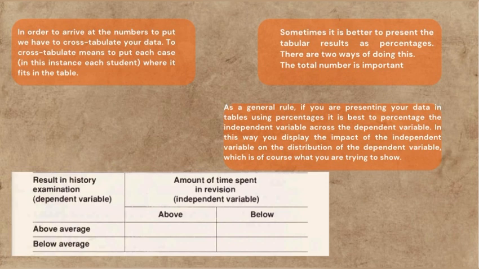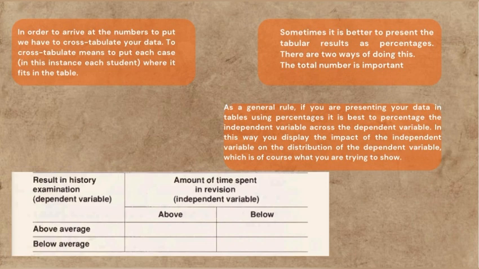In order to arrive at the numbers to put in the table in figure 9.2, you have to cross-tabulate your data. To cross-tabulate means to put each case, in this instance each student, where it fits in the table. Sometimes it's better to present the table of results as percentages. There are two ways of doing this.